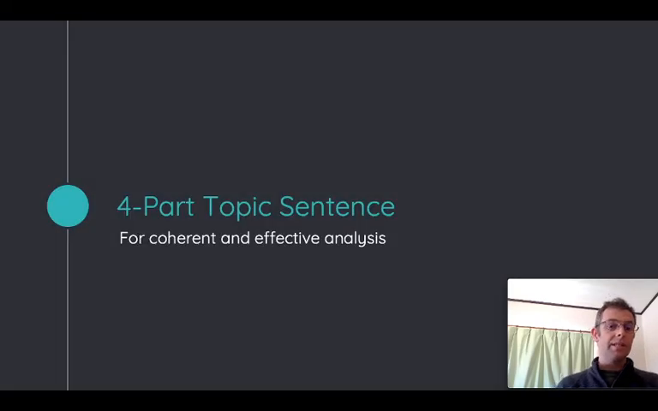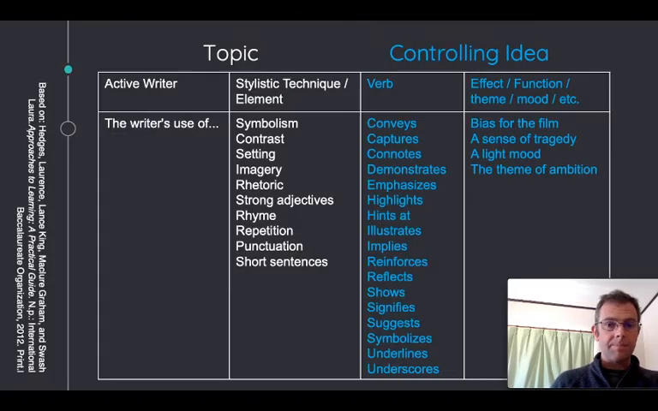All right, let's take a look at the 4-part topic sentence, which just breaks down the topic sentence a little bit more for coherence and effective analysis. So here we go. It's basically the same. We're breaking the topic into 2 pieces, and we're breaking the controlling idea into 2 pieces. We want to break our topic into having an active writer and the stylistic technique or the element that we want to focus on. We want to have an interesting verb, and we want to state what the effect is.